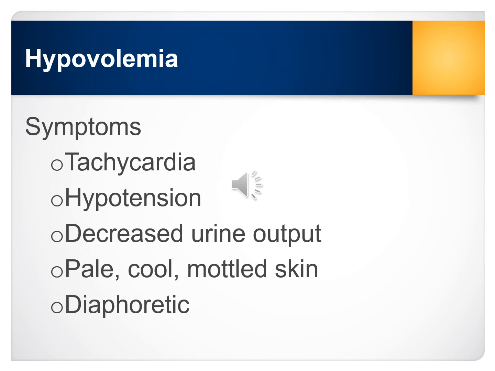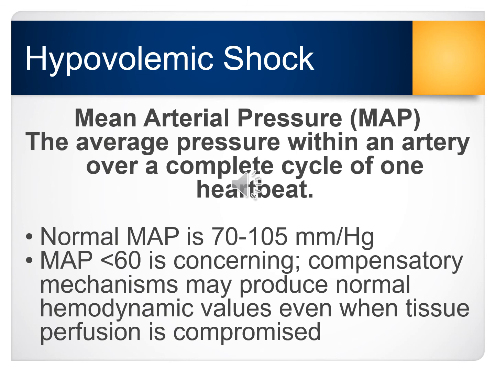To refresh, signs and symptoms of hypovolemia can include tachycardia, hypotension, decreased output. The skin might be pale, cool, and mottled, and the patient may be diaphoretic. Resulting from loss of circulation or intravascular volume, your patient can go into hypovolemic shock. One of the ways to determine that someone is going into shock is by watching their mean arterial pressure. As the mean arterial pressure drops below 60, this is when you will begin to see many of those signs and symptoms of hypovolemia.